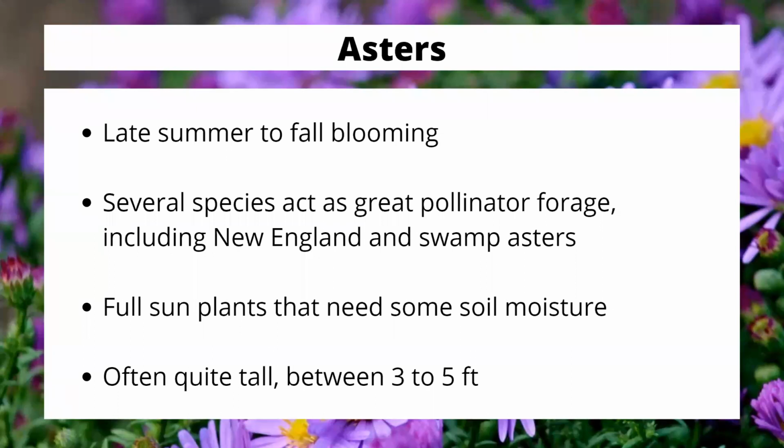There are going to be several species that are going to be very good pollinator forage, and that includes our New England and swamp asters, both of which are going to grow very easily here in Indiana. They're also going to be full sun plants, but they will need some soil moisture. So if you have very dry soil, asters may not be very successful.